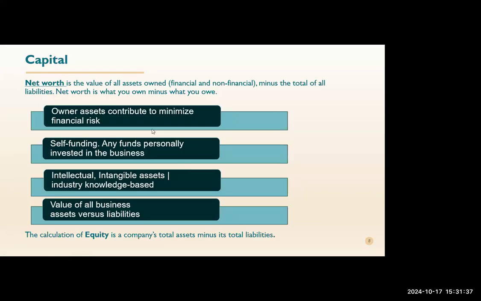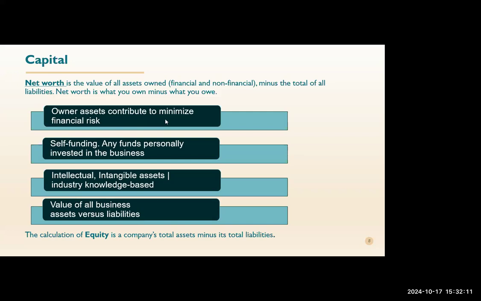All right, so let's look at capital. Capital is net worth. What are you actually worth? So this business is you. You're putting your heart, your soul, your money, your blood, sweat, and tears into it. So this is where you're determining what your business is really worth. This is the owner asset that contributes to minimizing financial risk. Anytime you go into a bank for a loan, they're going to want you to have skin in the game. And this is where we're going to be looking. How much skin do you have in your business?